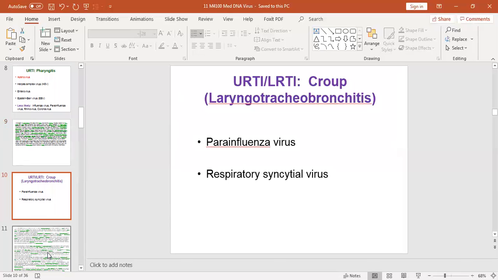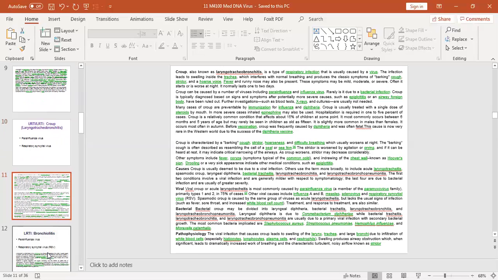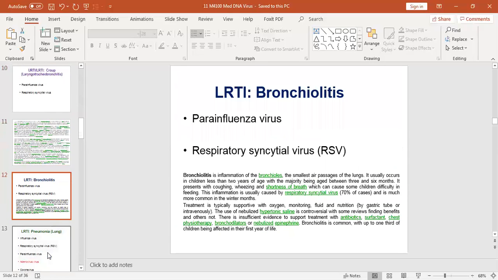Slide number 10, lower respiratory tract infection, or croup. We had discussed this illness before. Croup is also called laryngotracheobronchitis. The causative agents are parainfluenza as number 1 and RSV or respiratory syncytial virus as the second causative agent. Moving to slide number 11, I have included a little bit of a definition of croup or laryngotracheobronchitis.